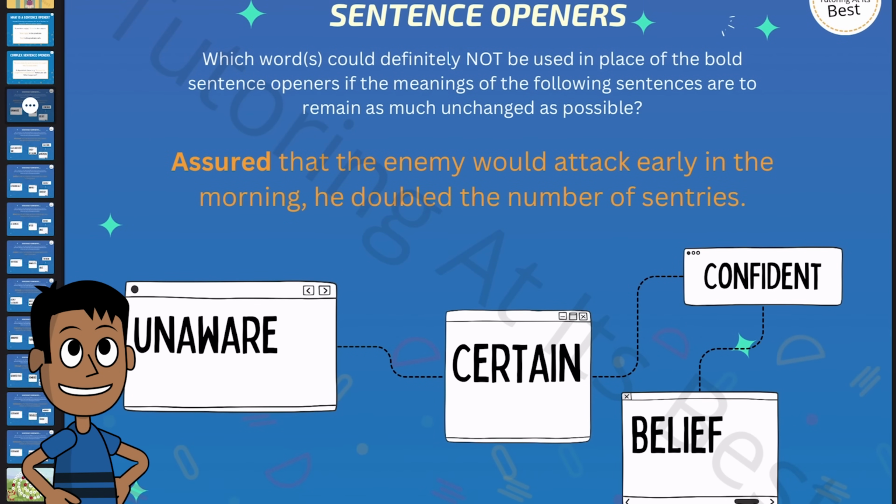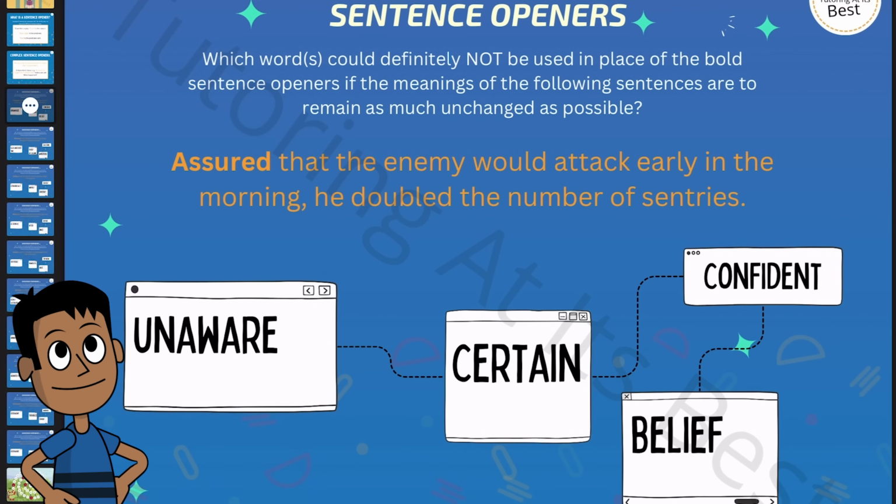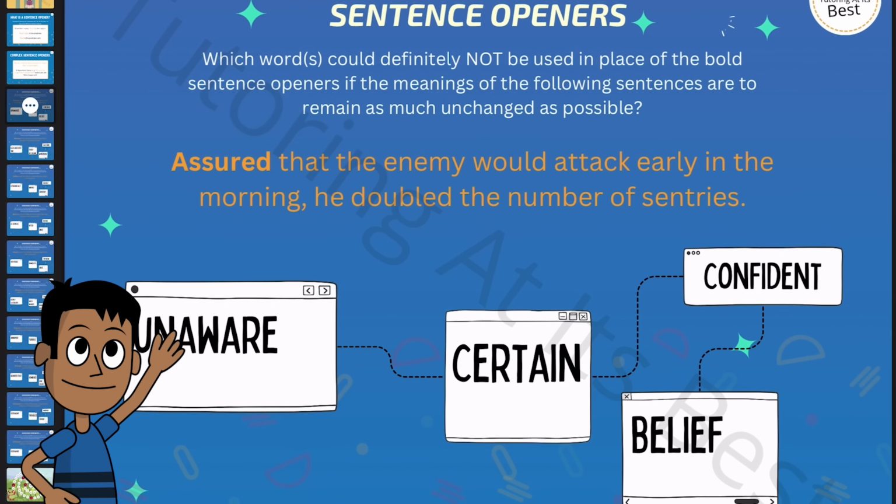So which words could definitely not be used in place of the bold sentence openers if the meanings of the following sentences are to remain as much unchanged as possible? So what we're merely doing is replacing "assured" with one of these four words here. But remember, we cannot change the sentence.